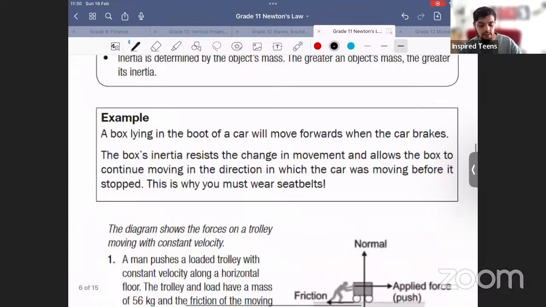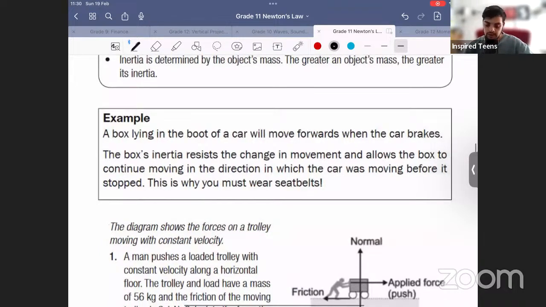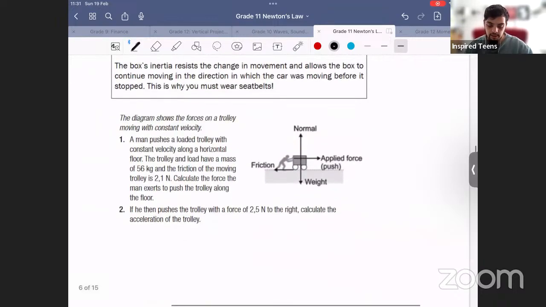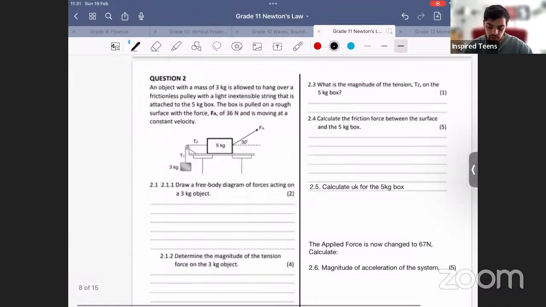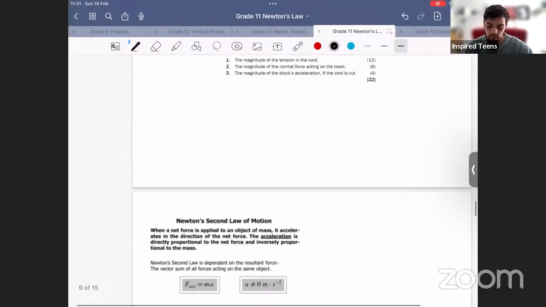Example, a box lying in the boot of a car will move forward when the car brakes. The box's inertia resists the change in movement and allows the box to continue moving in the direction in which the car was moving before it stopped. This is why you must wear your seatbelt. We'll come back to this example in a bit. Let us move on to discuss Newton's second law.